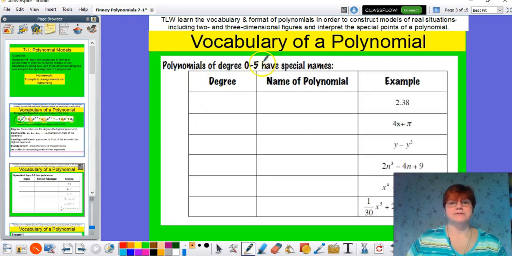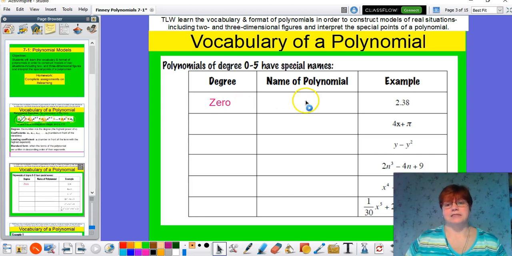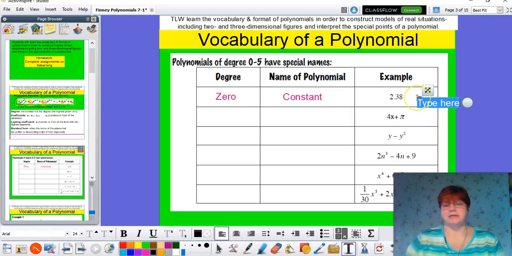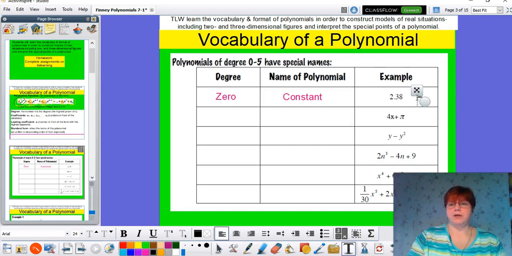So polynomials of degree 0 through 5 have special names. Okay, so if it has a polynomial that's 0 through 5, so this one, there's no exponents here. No exponents that we see, there's no variables. We're looking for a variable, we have no variables. So this polynomial is degree 0, and it's called a constant polynomial. It is also only one term. And since it is only one term, it's called a monomial.